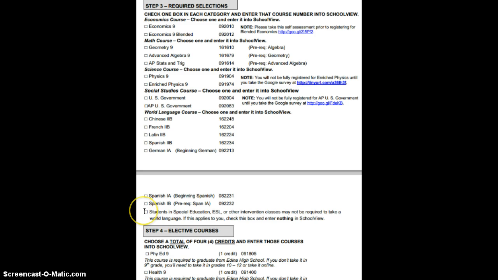Now, there are many students who, because they're in special education, ESL, lit skills, or other intervention classes, do not take a world language. Those students will check that box.